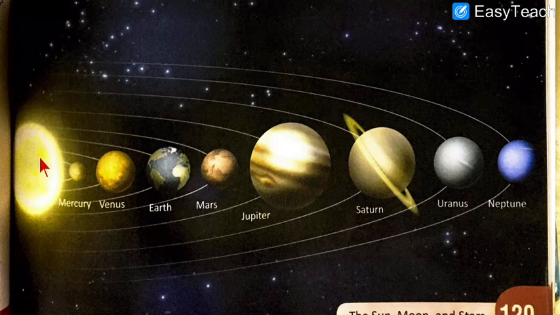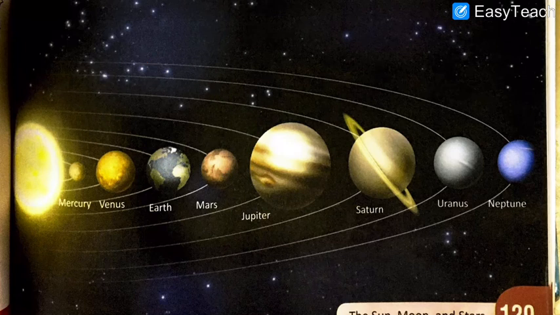And they rotate around, they are moving around the Sun. And this path, you can see that the lines are drawn. So this path, these lines, are called orbits, on which the planets move.